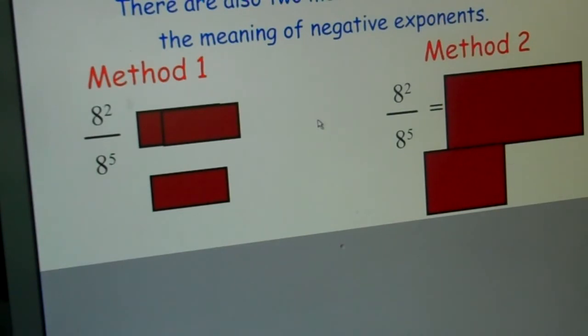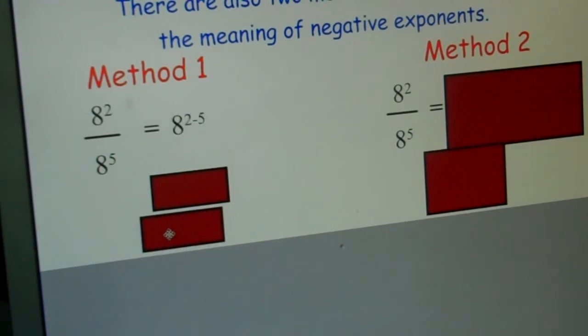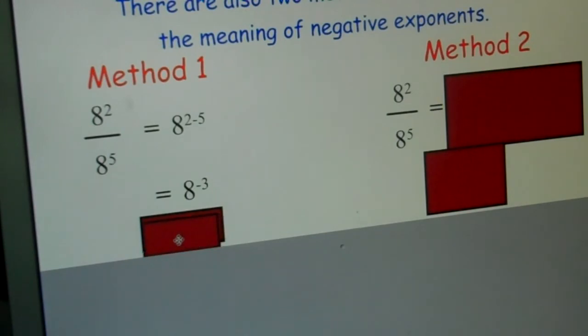So now we're going to talk about negative exponents. Negative exponents occur when we are subtracting a higher number from a lower number, or if we're multiplying by negatives, we end up with negatives. So 8 to the 2nd power divided by 8 to the 5th power is the same as 8 to the 2nd minus 5, and we get 8 to the negative 3.